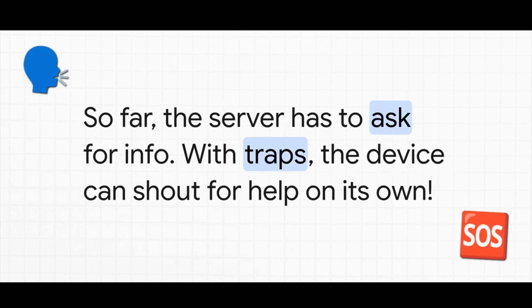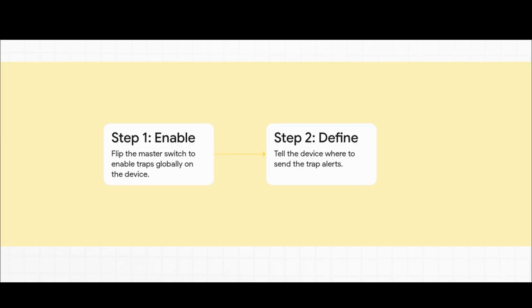So far, everything we've talked about is the management server asking for information. We call that polling. But what if a really critical interface goes down? You don't want to wait for the server to ask about it 5 minutes later. You want that device to scream for help immediately. And that's exactly what SNMP traps are for. And setting up these proactive alerts is incredibly simple. It's really just a two-step process. First, you have to turn on the feature itself, kind of like flipping the master power switch for traps. And then second, you have to tell the device where to send those alert messages when they happen.